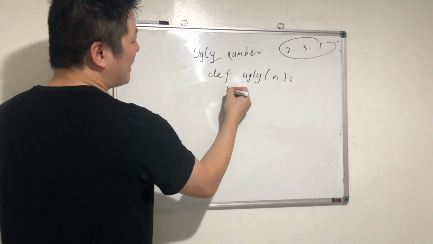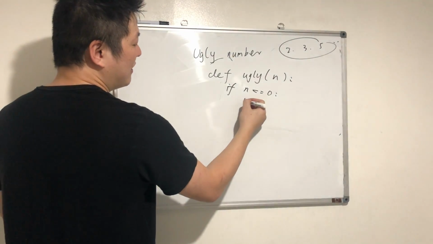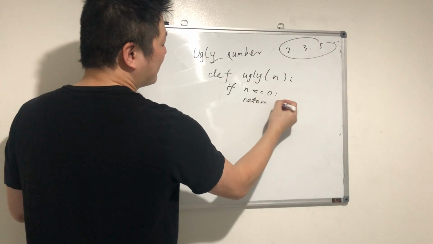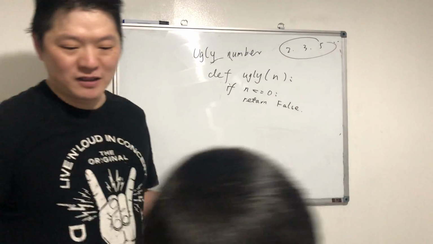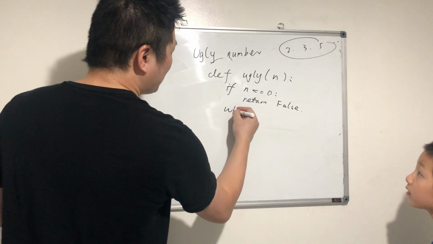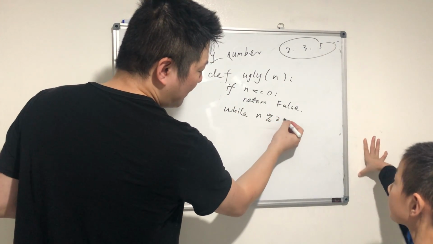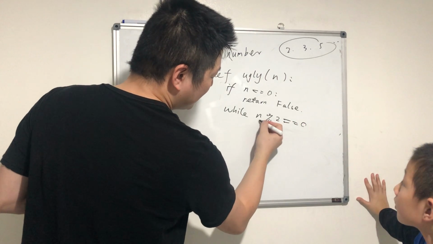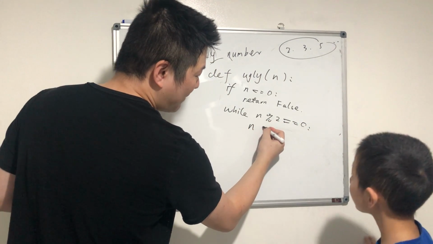So look, if n is smaller or equal to 0, we return what? Return false, because it's not an ugly number. 0 is not, and a negative is not, okay? So we can do this: while n can be divided by 2, then what do we do? We keep dividing by 2, right?